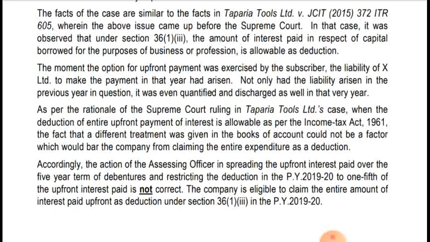Accordingly, the action of the assessing officer in spreading the upfront interest over the 5 years of debentures and restricting the deduction in the previous year 2019-20 to 1/5 of the upfront interest paid is not correct. So as I said, the assessing officer is not correct in this case. The company is eligible to claim the entire amount of interest paid upfront as deduction under section 36(1)(iii) in the previous year 2019-20. Okay, hope you have understood.